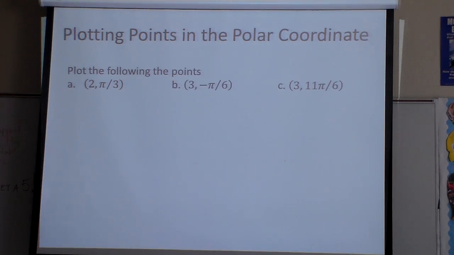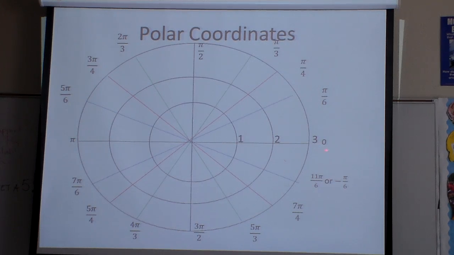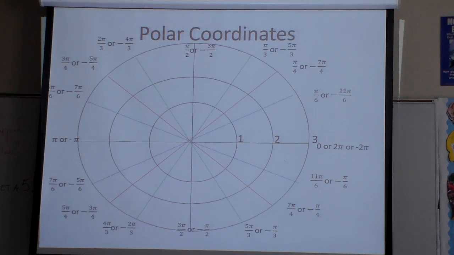The other one we wanted was (3, negative pi over 6). Well, think about it. Pi over 6 goes up this way, so negative pi over 6 would go down that far, which would put it at the same place as 11 pi over 6. And because it's 3, I'm going to be out on the third circle there at (3, negative pi over 6). Also, that same point (3, negative pi over 6) is also the same point as (3, 11 pi over 6). There are multiple ways we can name that. But (3, negative pi over 6) is how I would represent that point right there.